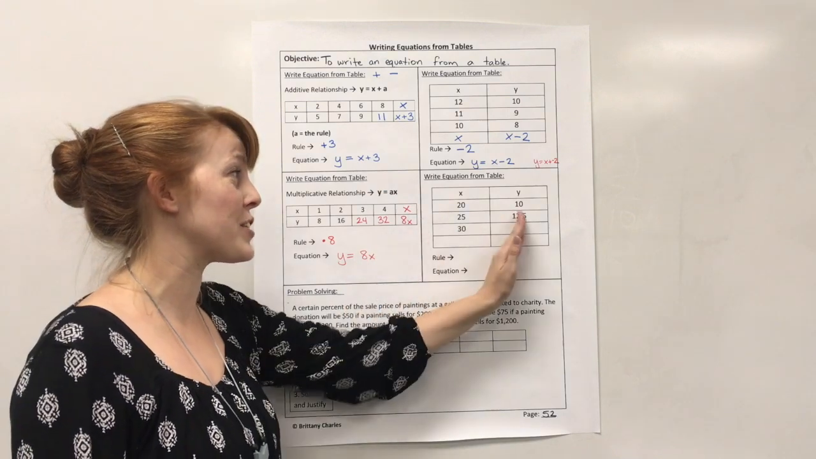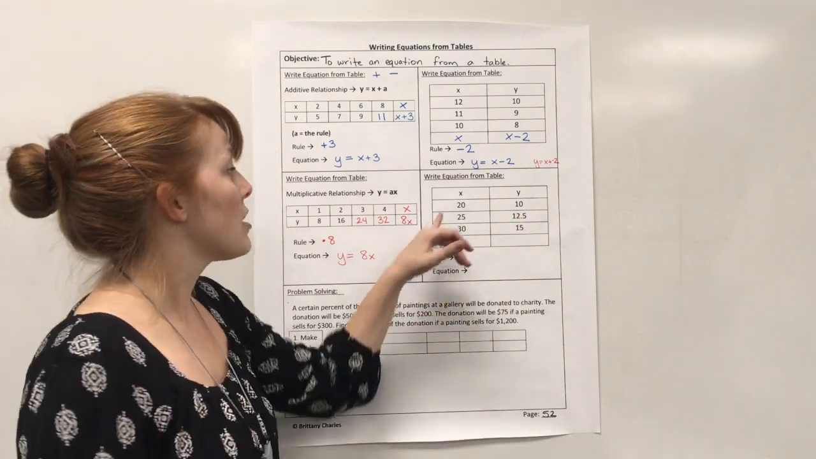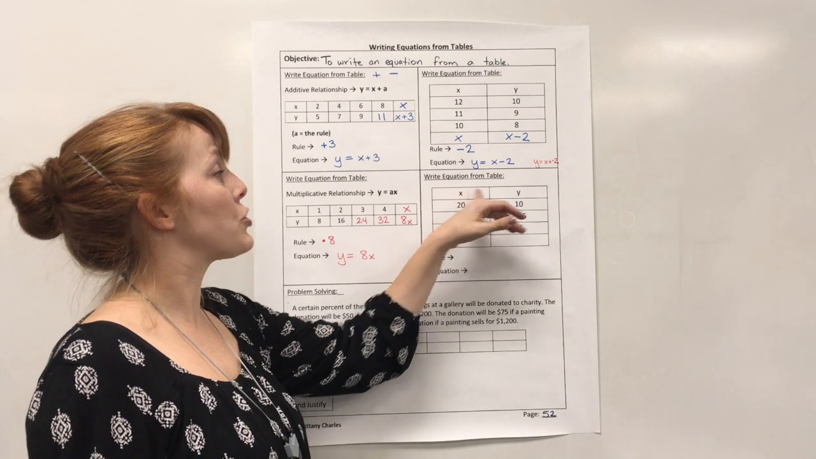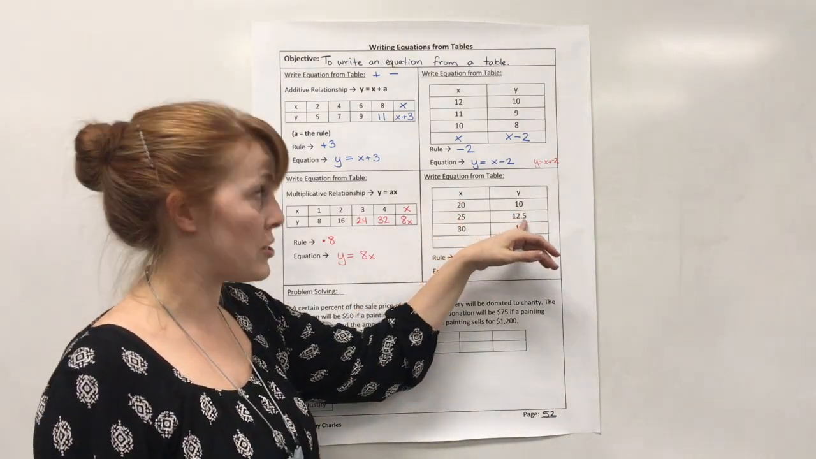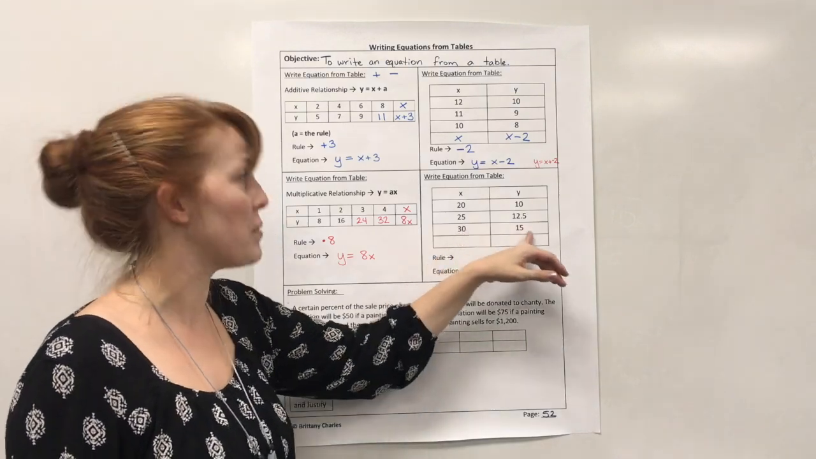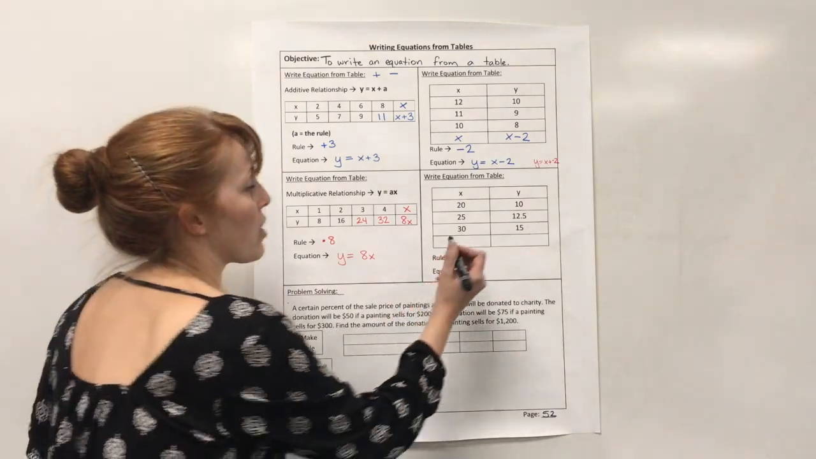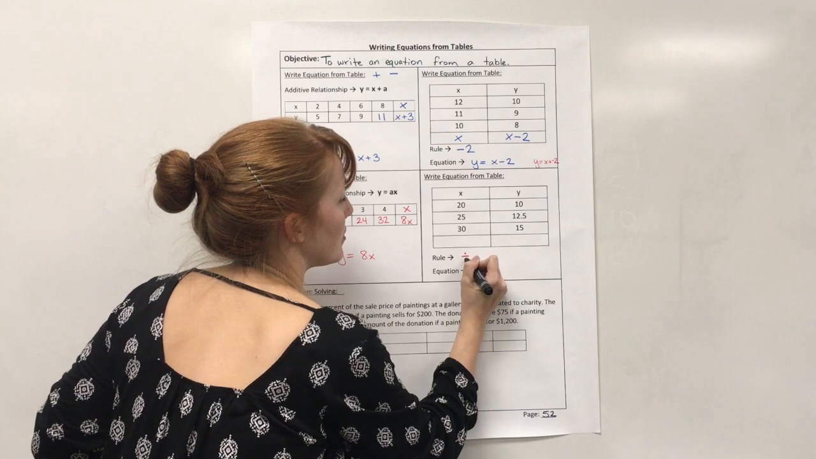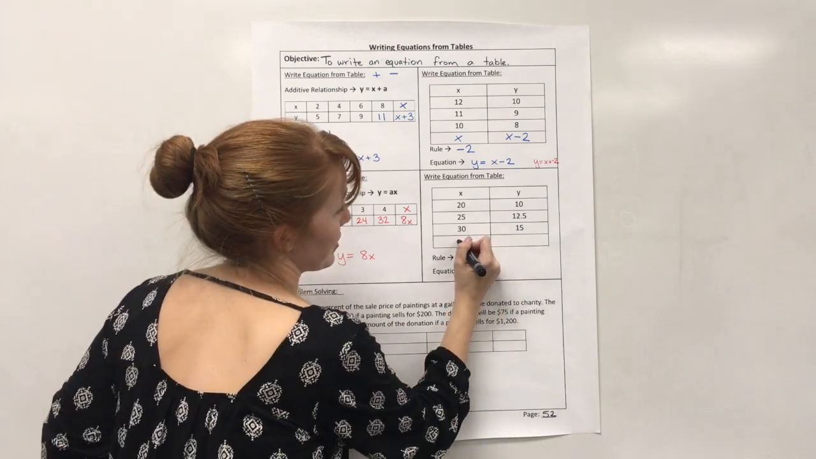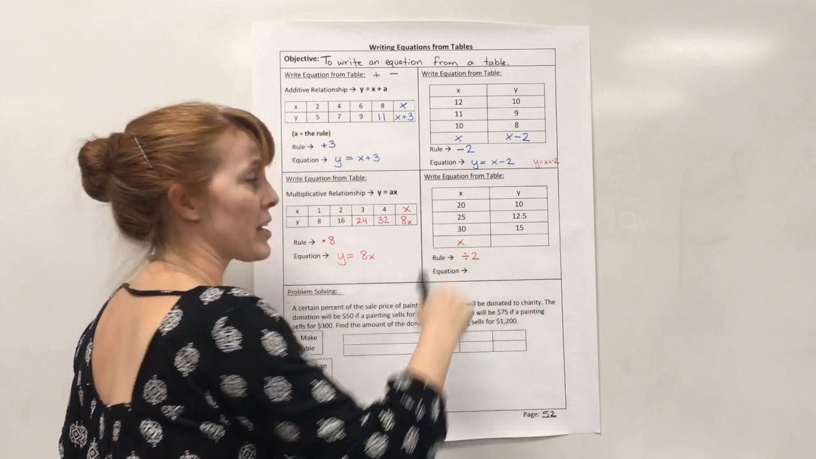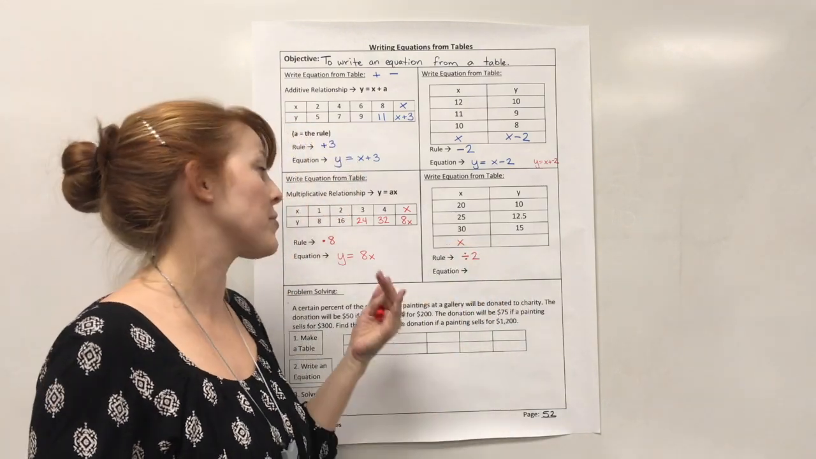Okay, so since I'm decreasing, now let's try division. 20 divided by 2 would be 10, okay? 25 divided by 2 would be 12.5. 30 divided by 2 would be 15. All right, so we are dividing by 2. So if I have X here, no matter what value I plug in for X, what am I doing to it? I'm dividing by 2.